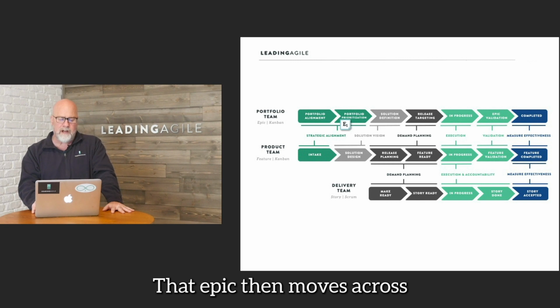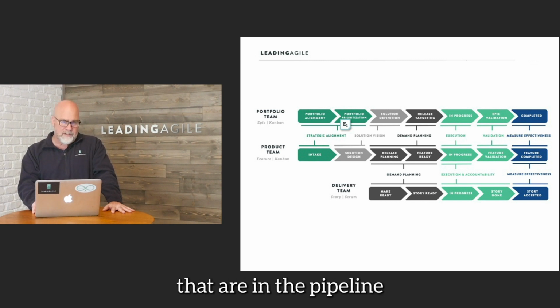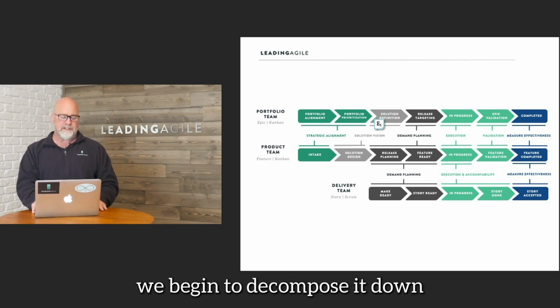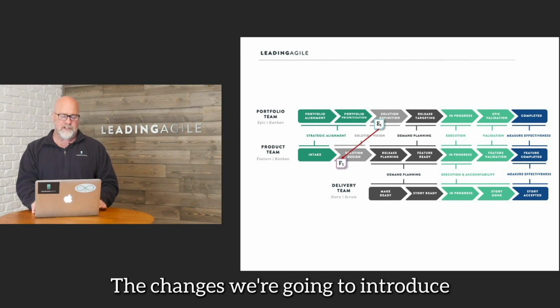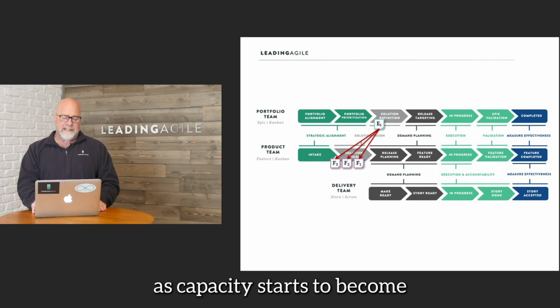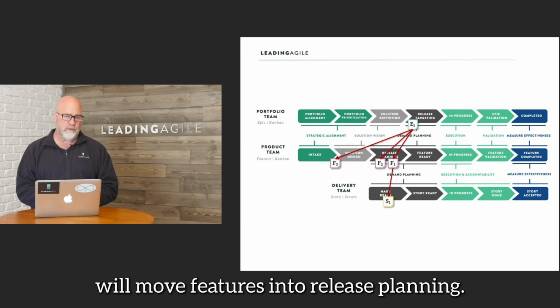That epic then moves across to portfolio prioritization based on a high-level estimate and all the other things that are in the pipeline and our current capacity. Is this the next most important thing to start breaking down for the organization? As that epic moves over to solution definition, we begin to decompose it down into detailed features, the changes we're actually going to introduce into the organization to achieve the outcome that's defined in the epic. As capacity starts to become available to do those features, we'll move the features into release planning.